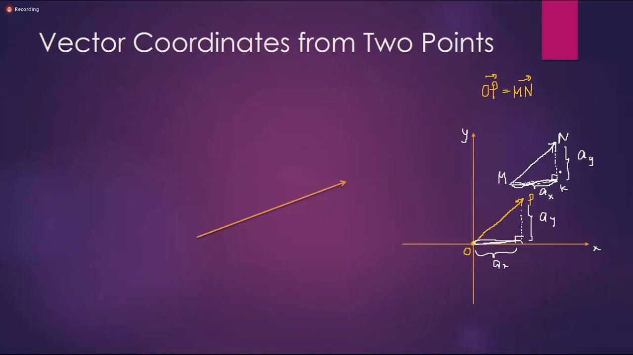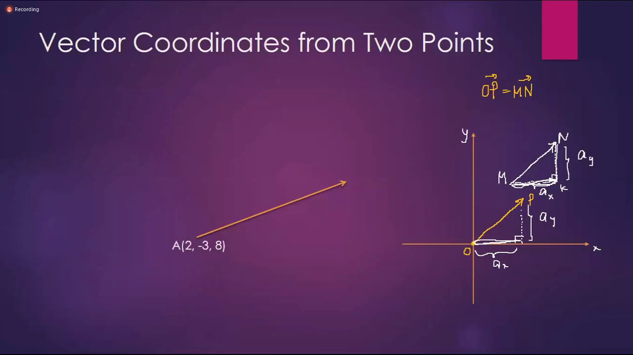So basically what we need to do, we need to subtract the corresponding coordinates. We need to find the distance NK and MK. And so finding the coordinates of the vector would take finding this horizontal distance and finding this vertical distance.